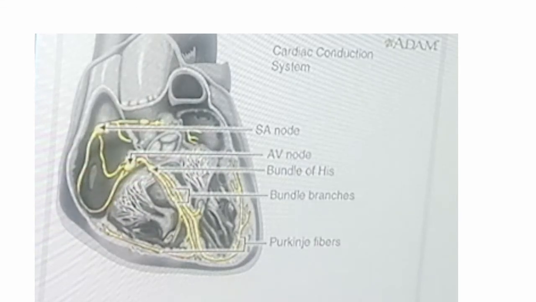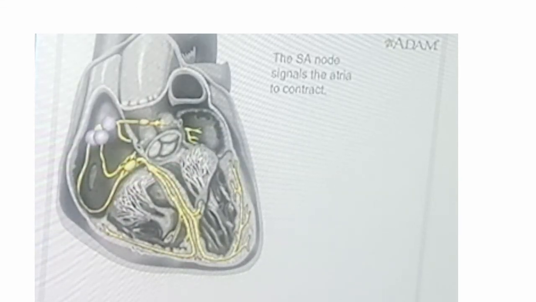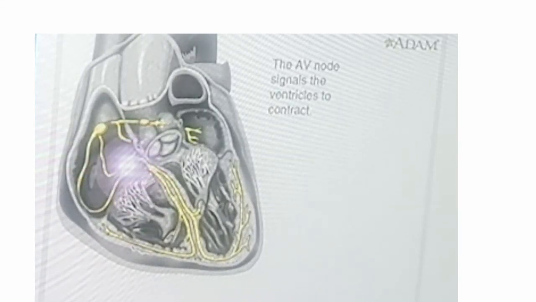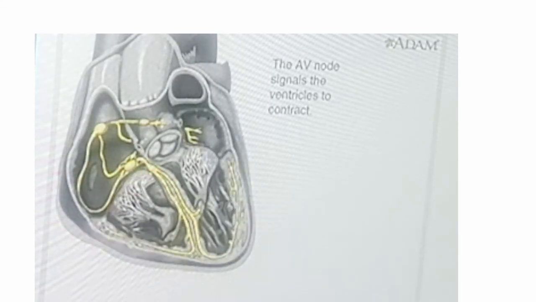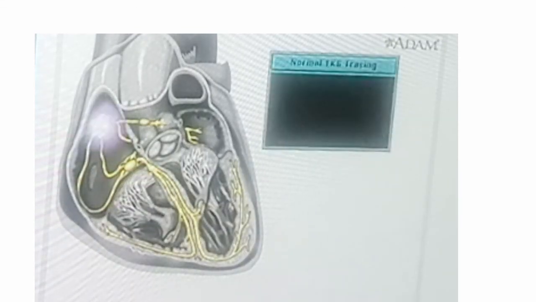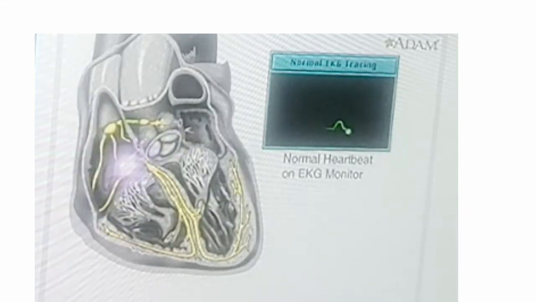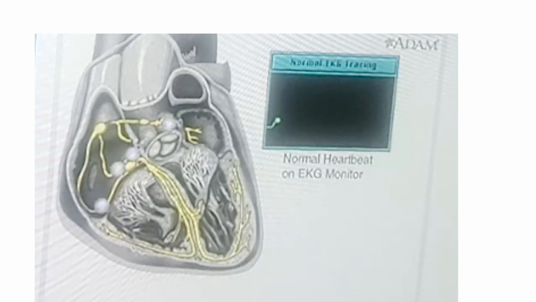From there, the signal travels to the AV node through the bundle of His, down the bundle branches, and through the Purkinje fibers, causing the ventricles to contract. This signal creates an electrical current that can be seen on a graph called an electrocardiogram, EKG or ECG. Doctors use an EKG to monitor the cardiac conduction system's electrical activity in the heart.